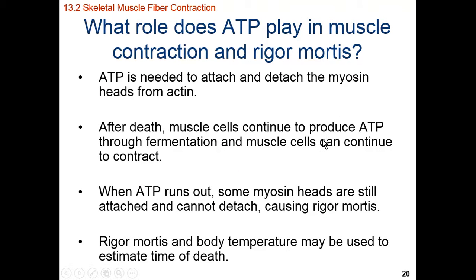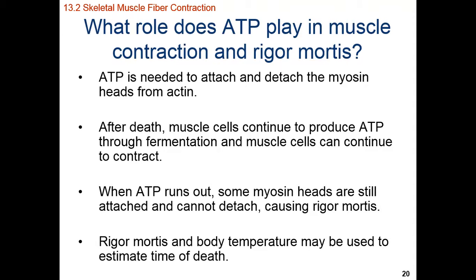We need ATP for several different things during muscle contraction and during muscle relaxation. We need ATP to detach the myosin head from the actin. Step number one. We also need ATP to recharge or re-energize the myosin heads so that they can continue the contraction process. Now, let's say, though, somebody dies.